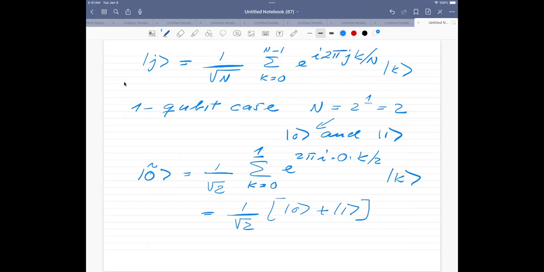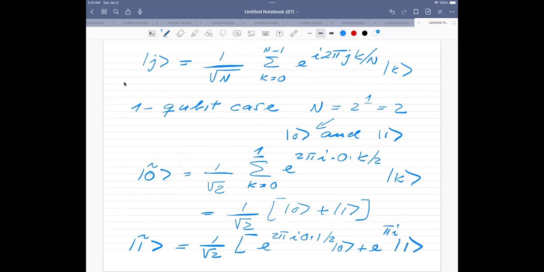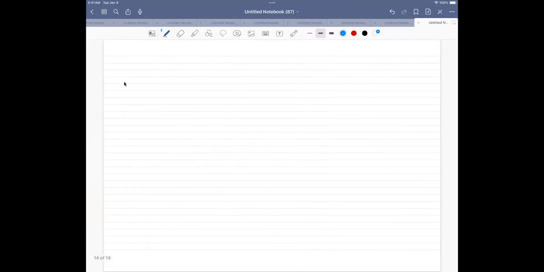And if we now take the 1 state, the transformation of that one, that is again 1 over square root of 2. And now I'm just writing this out directly. So e to the 2 pi i of 0 times 1 multiplied with 0 plus, and then I have my e, and then I'm just getting pi i multiplied with 1. And that comes out as 1 over square root of 2, and then I have 0 minus 1.